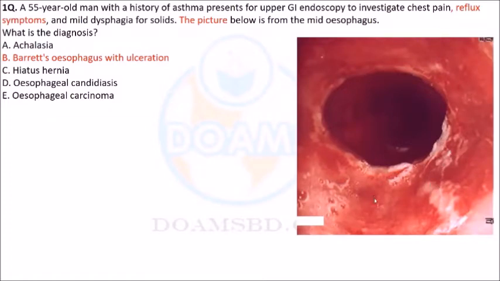Sir, why is it not candidiasis? In candidiasis, there are some whitish marks like this. Definitely, it could be a differential diagnosis of candidiasis, no problem. But candidiasis will be more extensive. If I remember, sir, Barrett's esophagus comes with a description. It has a salmon pink texture, but this is quite red, isn't it?